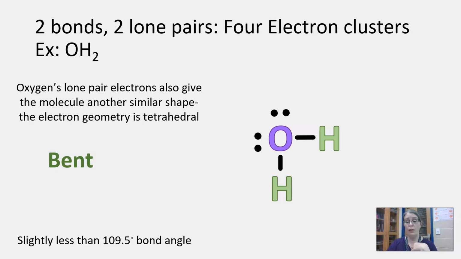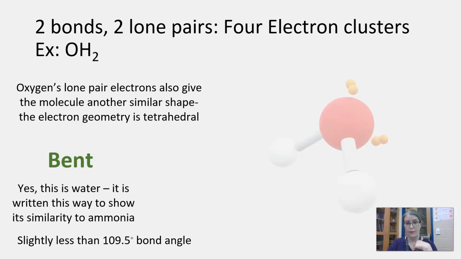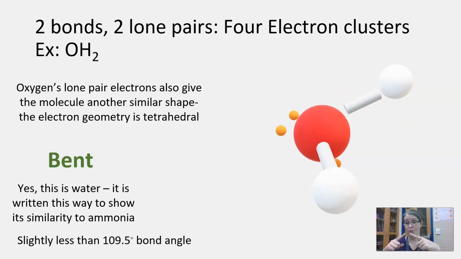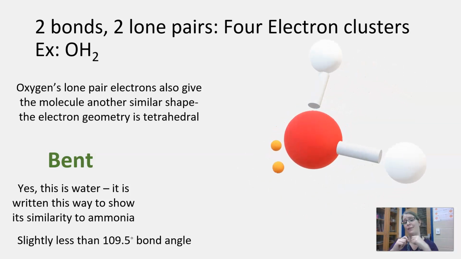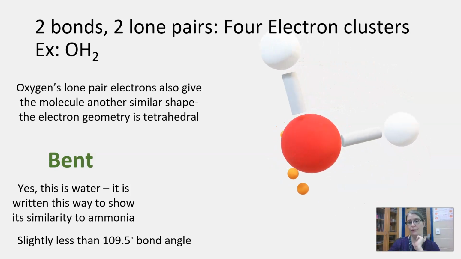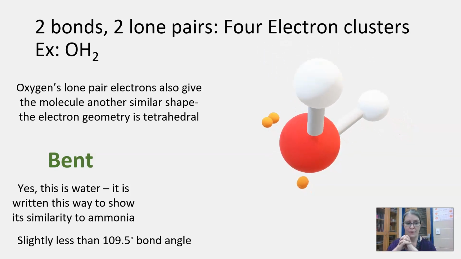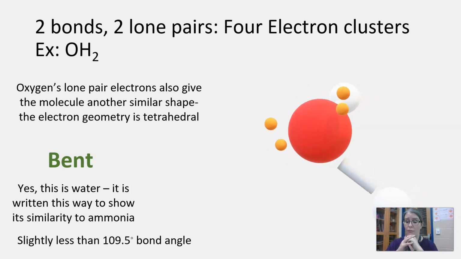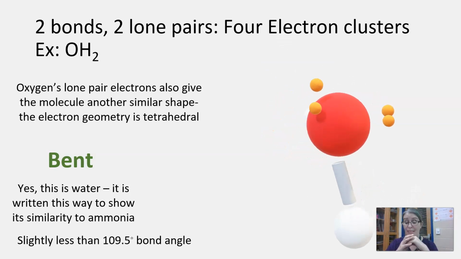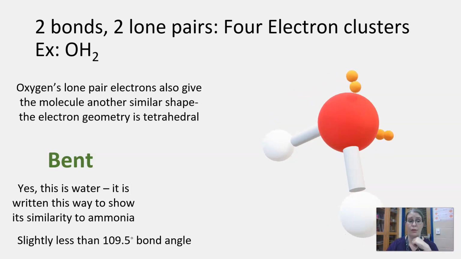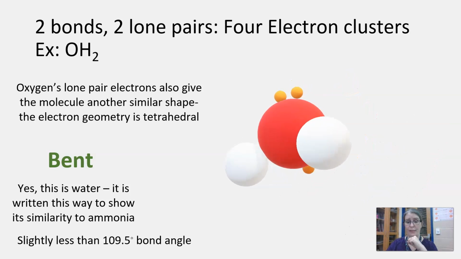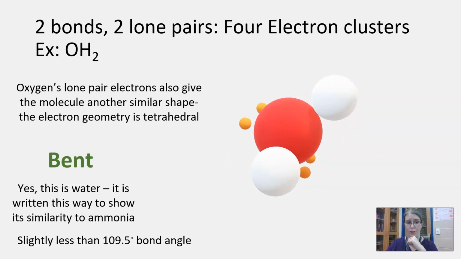And so what we call its molecular geometry, when we see it in this shape, you can see it's not a straight line, it's a bent molecule. You can see how it looks like a V shape there. So water is a bent molecule because it is based on that 4-electron cluster electron geometry. You can see it here in its space-filling shape as well.